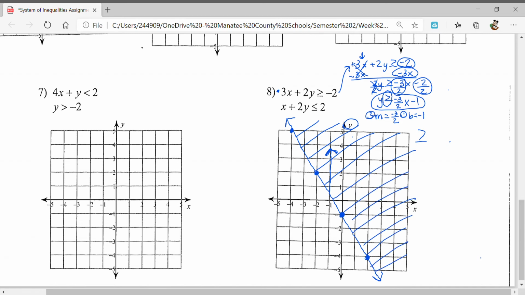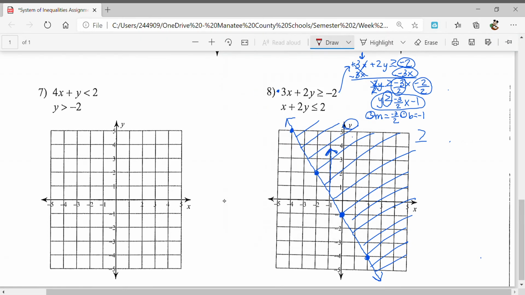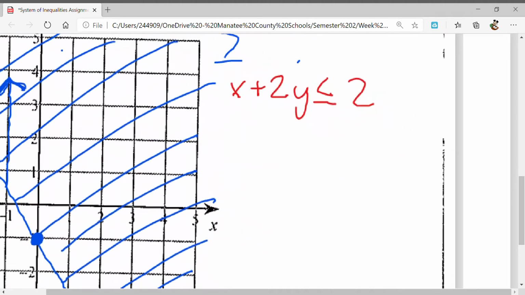Okay, now let's go ahead and do our other one here. I'm going to rewrite it here, x plus 2y less than or equal to 2. I just rewrote it so we can see it a little bit better here, and I'm going to rearrange this.